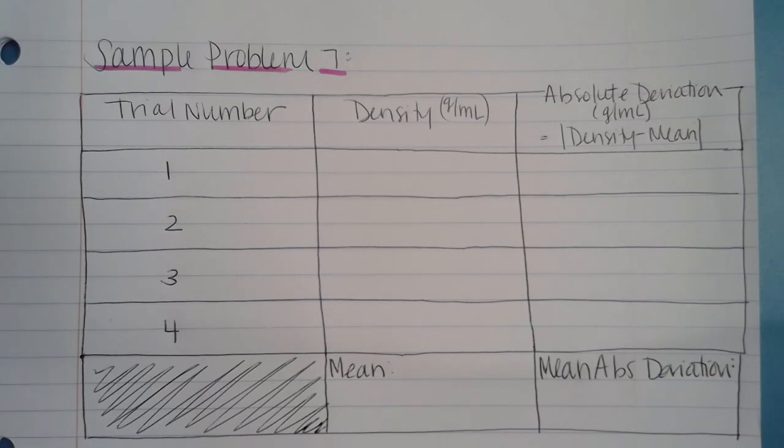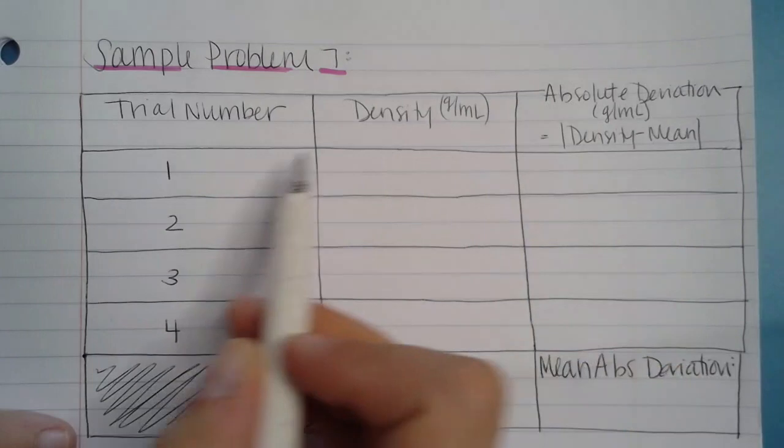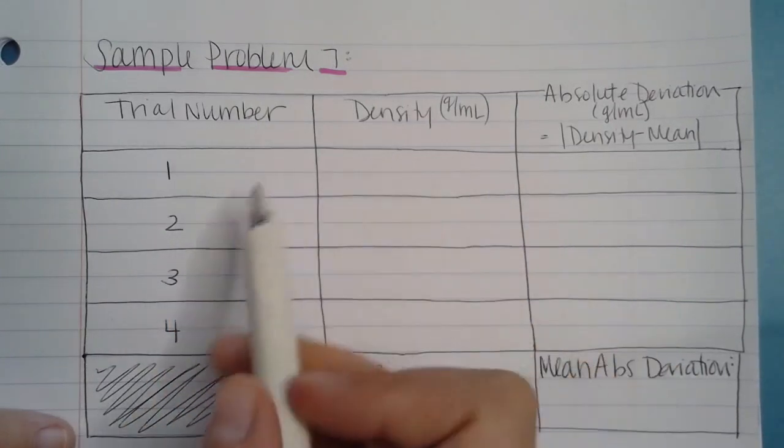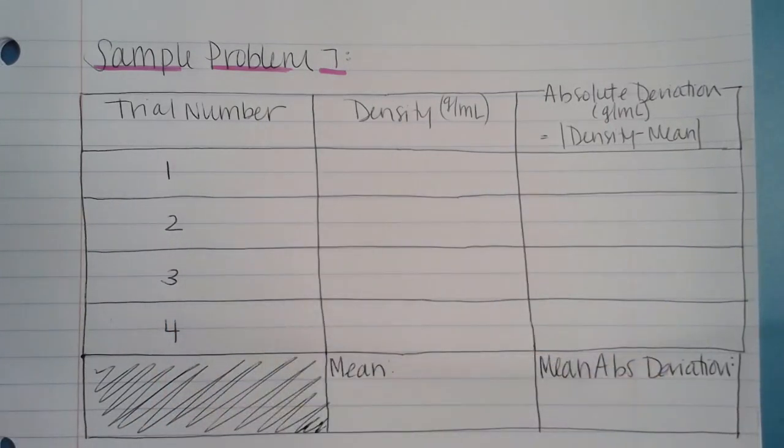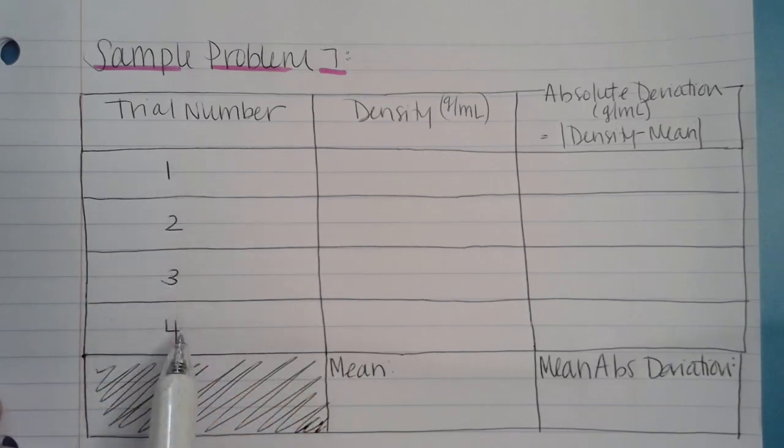So sample problem 7 says a student finds the density of a sample of zinc 4 times and obtains the values of 7.14, 7.08, 7.12, and 7.20. What's the percent precision? So we want to know how close are these values to one another. What I normally like to do is to set up at least some kind of a chart. Yours definitely doesn't have to be drawn out and this exact, but I'll show you how I do it in one of the next problems. But I have trial numbers and I set them up here.